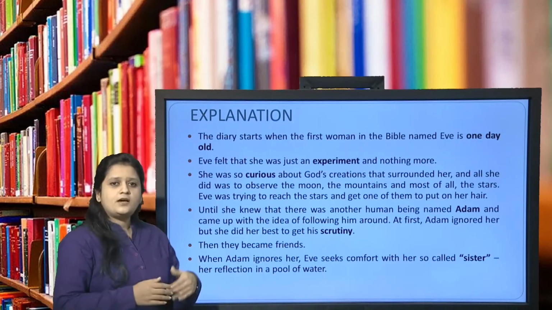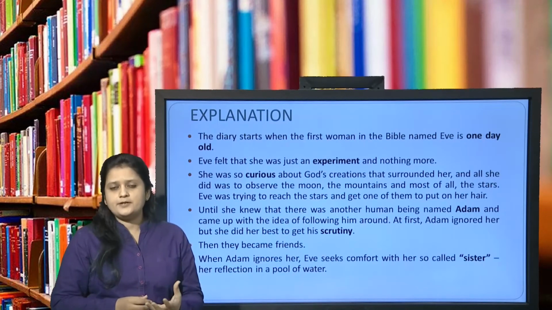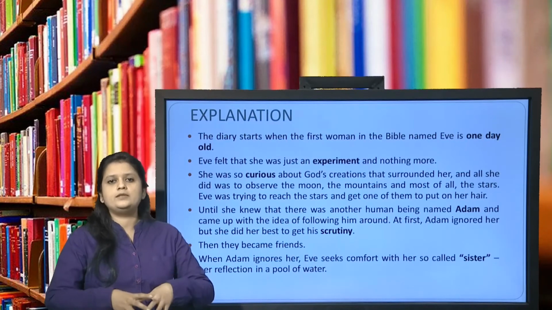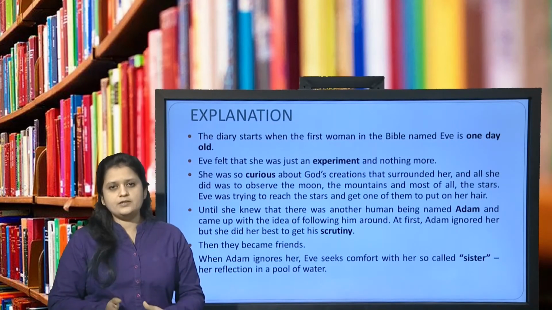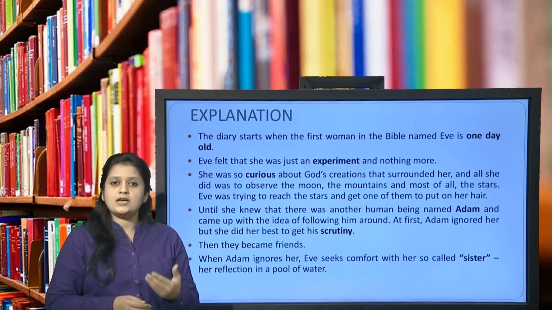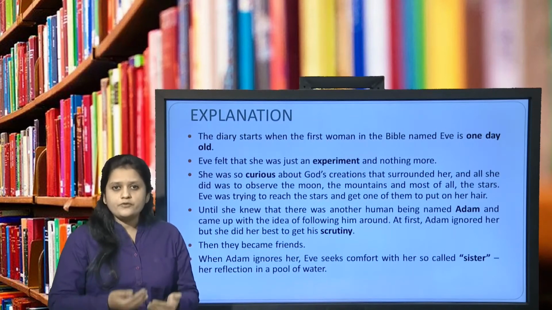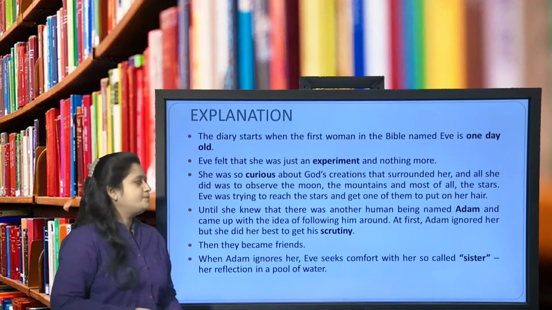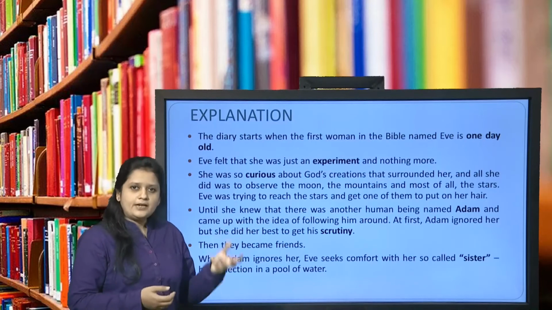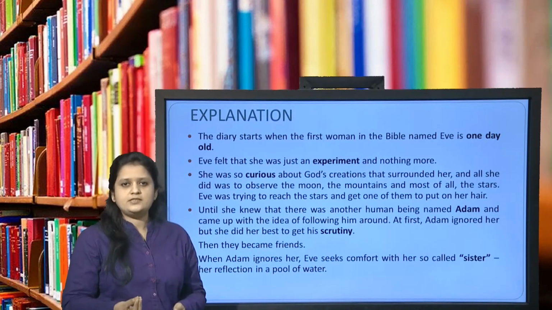So she is amazed. She is fascinated by all these things, by the surroundings of the Garden of Eden, by the lush green trees, mountains, moon, stars, skies, flowers, and her own reflection in the water. And then Adam catches her fantasy, and she tries to become friends with Adam.